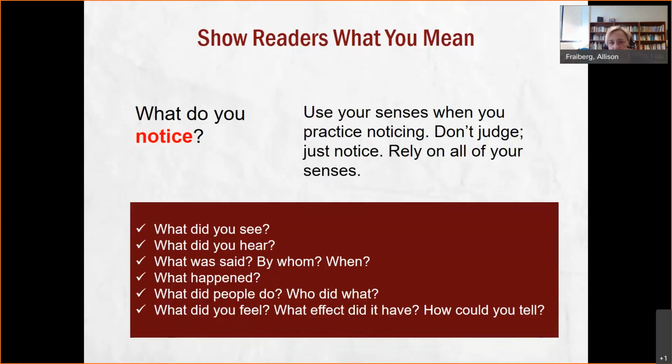What do you notice? Don't judge, just notice and rely on your senses. So when you're telling us about an example in a paper, think about what you saw, what you could hear there, who said what, when, what happened, what did people do, what did you feel, what effect did it have, how could you tell? These are all ways of interrogating our senses of noticing.